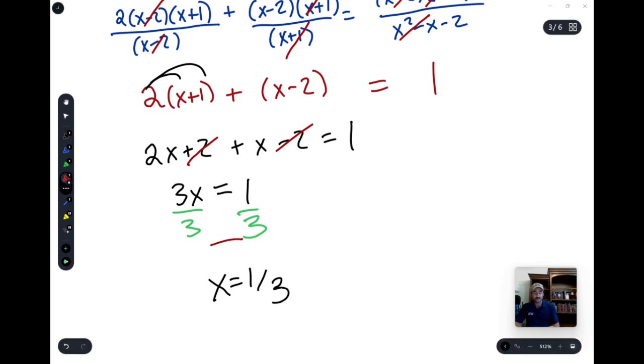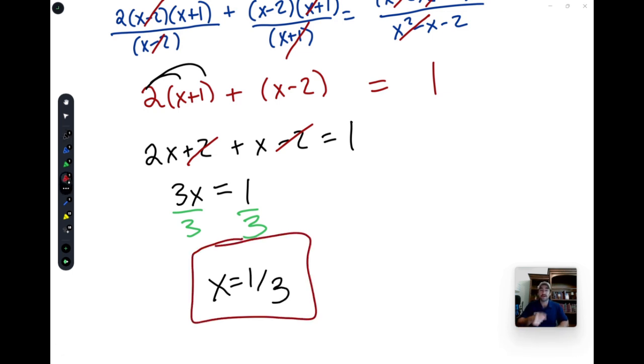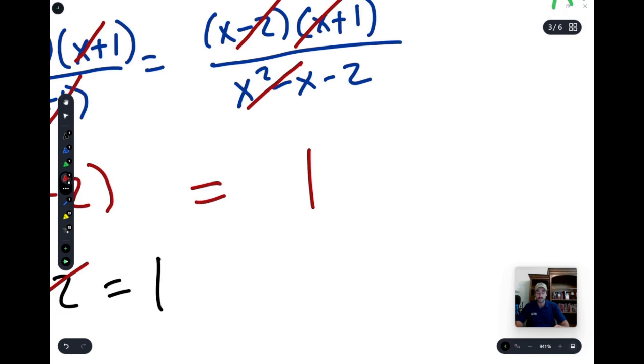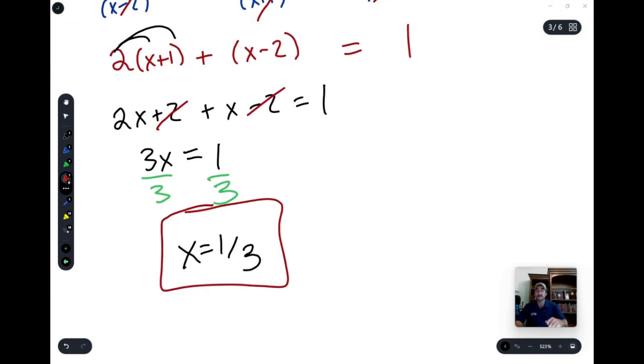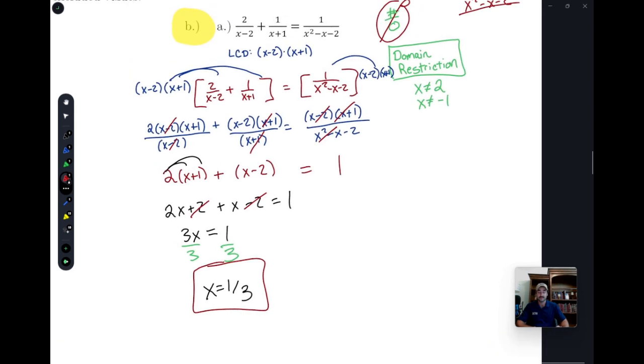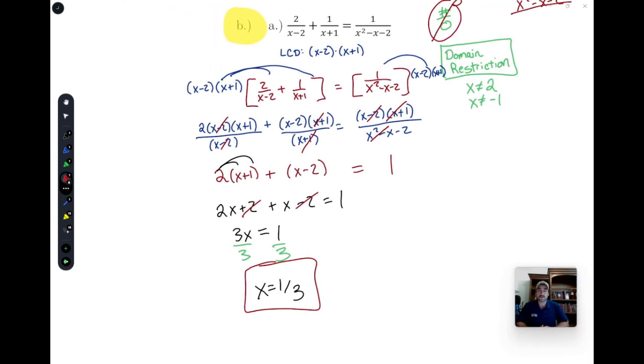And I'm going to check that with my domain restriction to make sure I didn't get a bad number or a restricted number for x. So the 2 numbers that x was not allowed to be were 2 and -1. That solution is not one of those numbers, so it is a perfectly fine solution for this rational equation. All right, that was probably the hardest type of problem on this section.